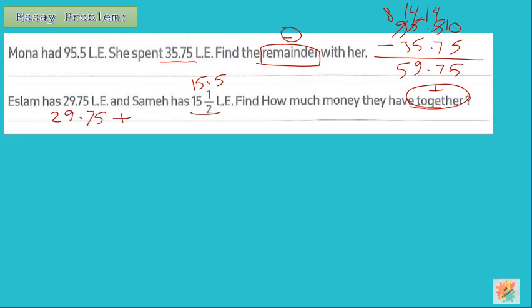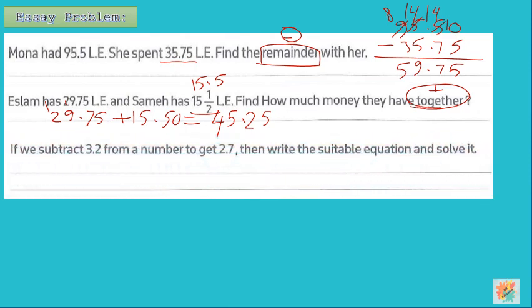That's 29.75 plus 15.5 equals. Here put extra 0. So 5 plus 0 equals 5. 7 plus 5 equals 12. 2 carry up 1. 10 plus 5 equals 15. So 5 carry up 1. 3 and 1 will be 4.